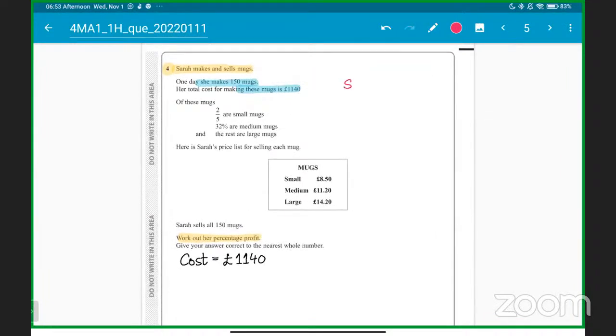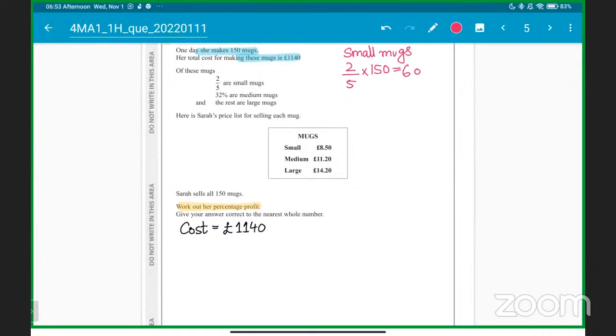So if we talk about small mugs, okay, so we can say that small mugs are 2/5 of 150. So how many mugs do we get? 2/5, we get 60 mugs, right? So 60 mugs are small, okay. Got it? So if we talk about the sales, so we are going to say that sales is basically equal to 60 small mugs, each of them will be sold for 8.50 each, right?